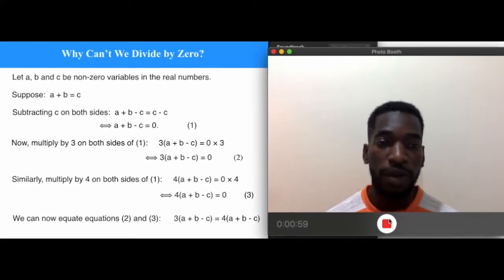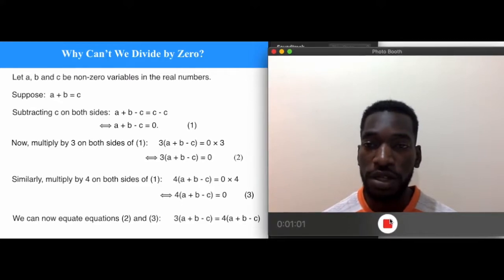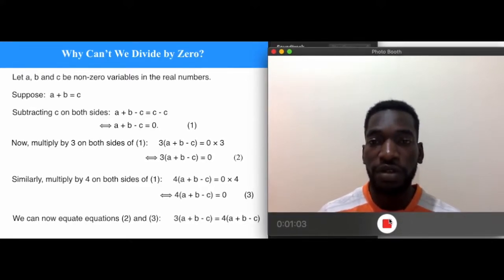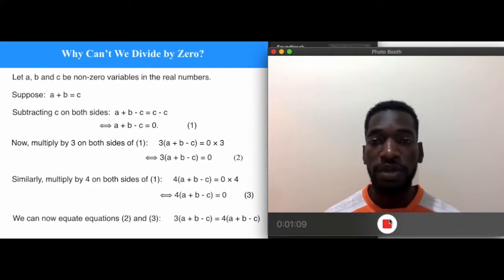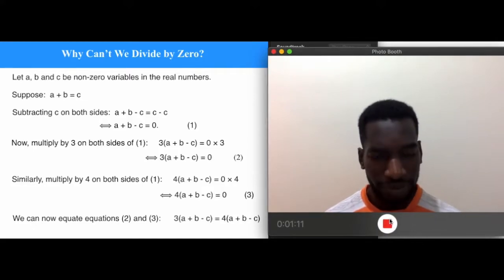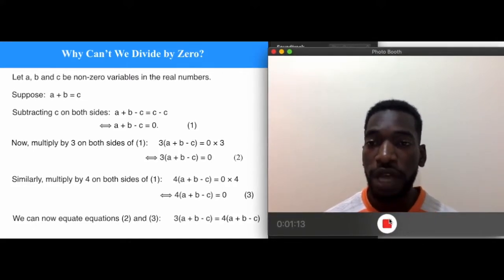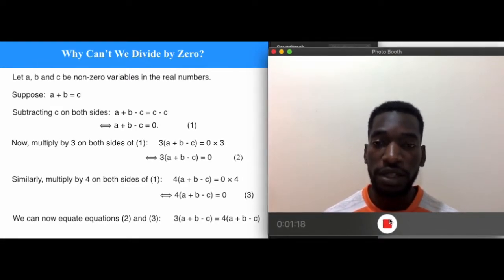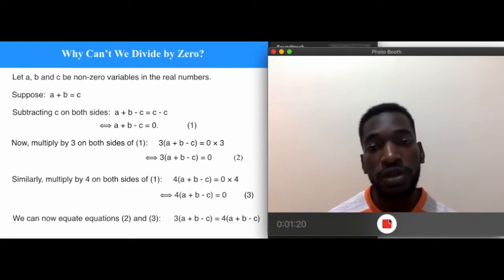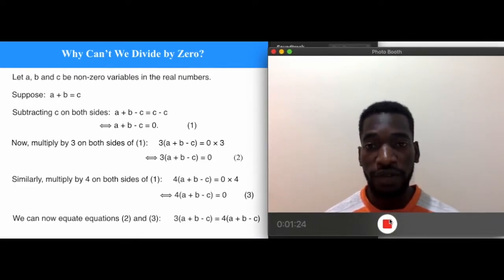And now on the screen, I'm pretty sure you can see the equation there, and the title is, where can't we divide by 0? Now, let a, b, and c be non-zero variables in the real numbers. Suppose a plus b equals c. Now, subtract c on both sides. You have a plus b minus c equals c minus c. And in the second line, we have a plus b minus c equals 0. That is our first equation.